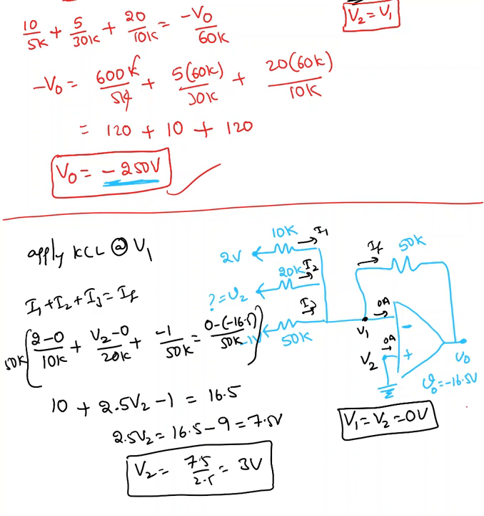Okay, so this is a summing amplifier. So all you need to know is how to apply KCL or KVL, and you need to remember this point: V1 must be equal to V2 all the time, and current entering here equal to 0. I'm going to solve one more example in this video.